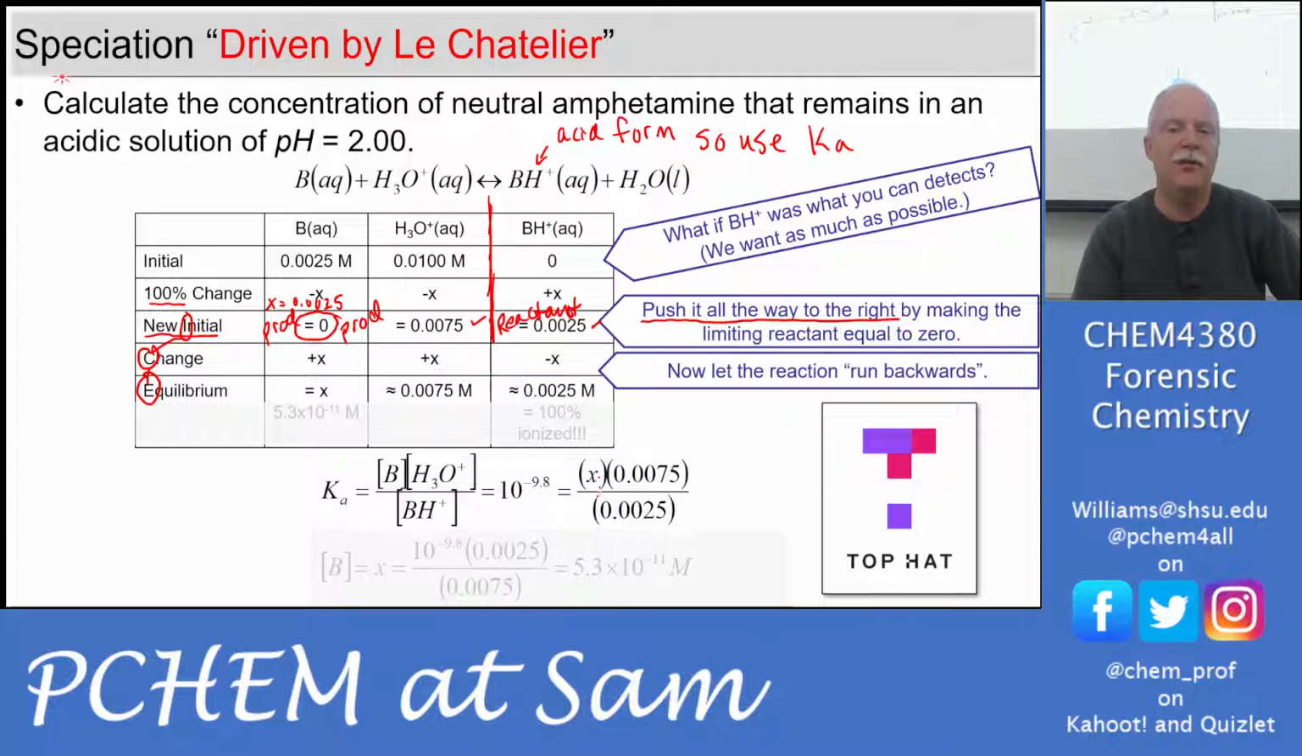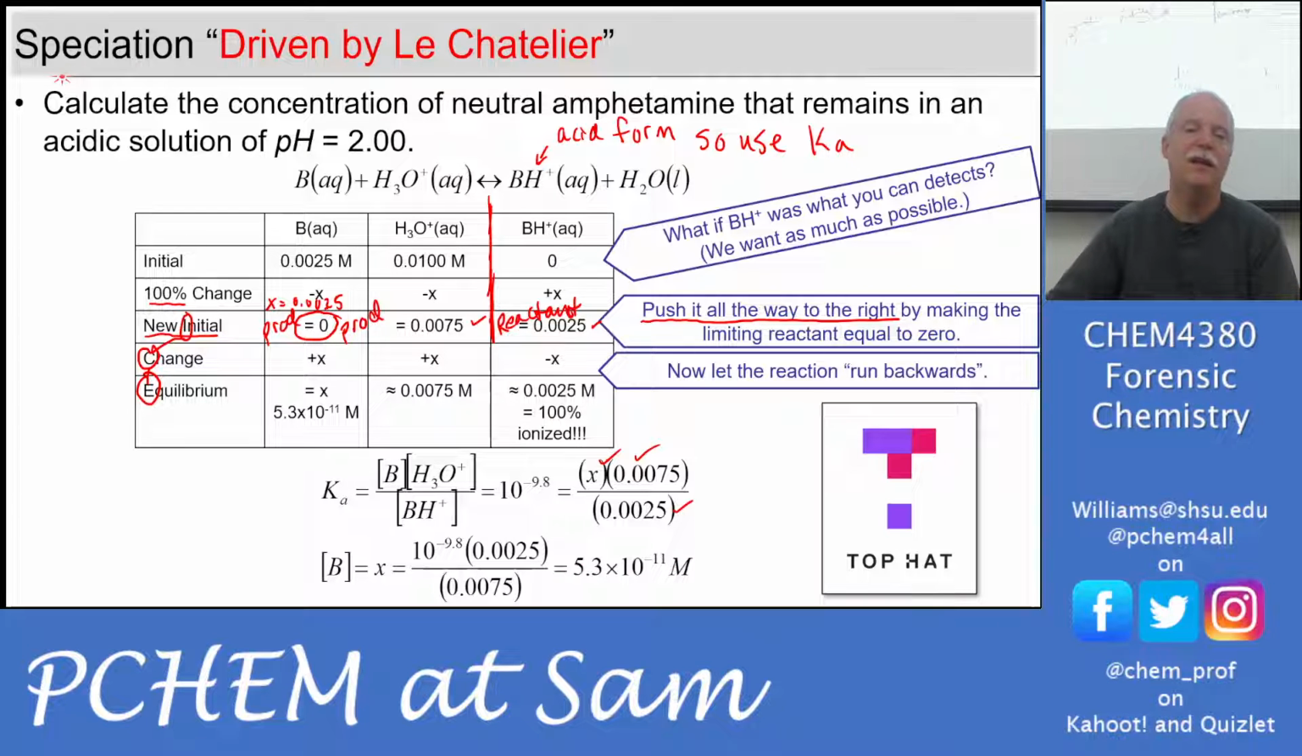So this is a very simple equation. It's just got one X, no X squared, no quadratic formula or anything. We put, again, the products, the base and the hydronium ion concentration. So we have those here. The reactant is the BH plus. So we have that down here. We have Ka that we're using. Our pKa was 9.8. So minus 9.8, raised 10 to that power, and we end up with Ka. And so we solve for the concentration of B, which is X, which is 5.3 times 10 to the minus 11. So almost nothing. It didn't come back very much at all. We pushed it all the way to the right using acid, and very little of it came back.